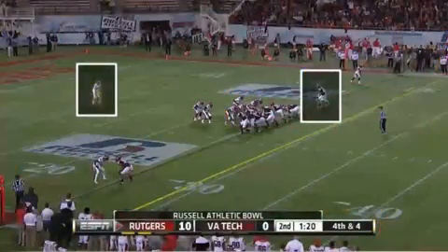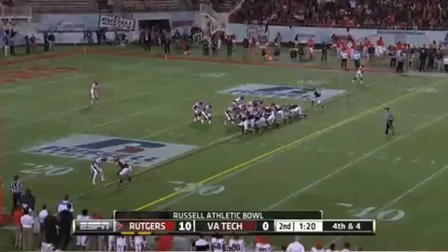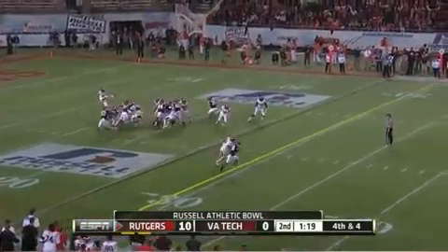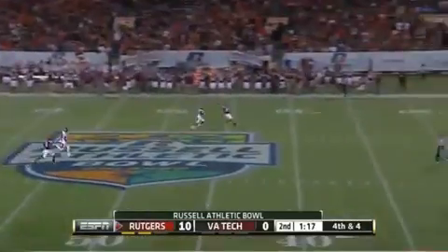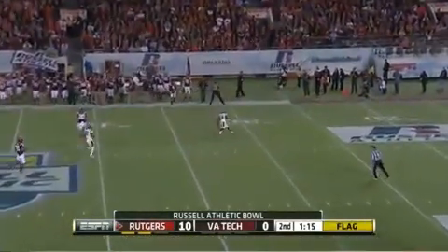We get a call for running into the kicker here, but it should be roughing since the defender gets the kicker's plant leg. Remember that when in question, the call should be roughing.